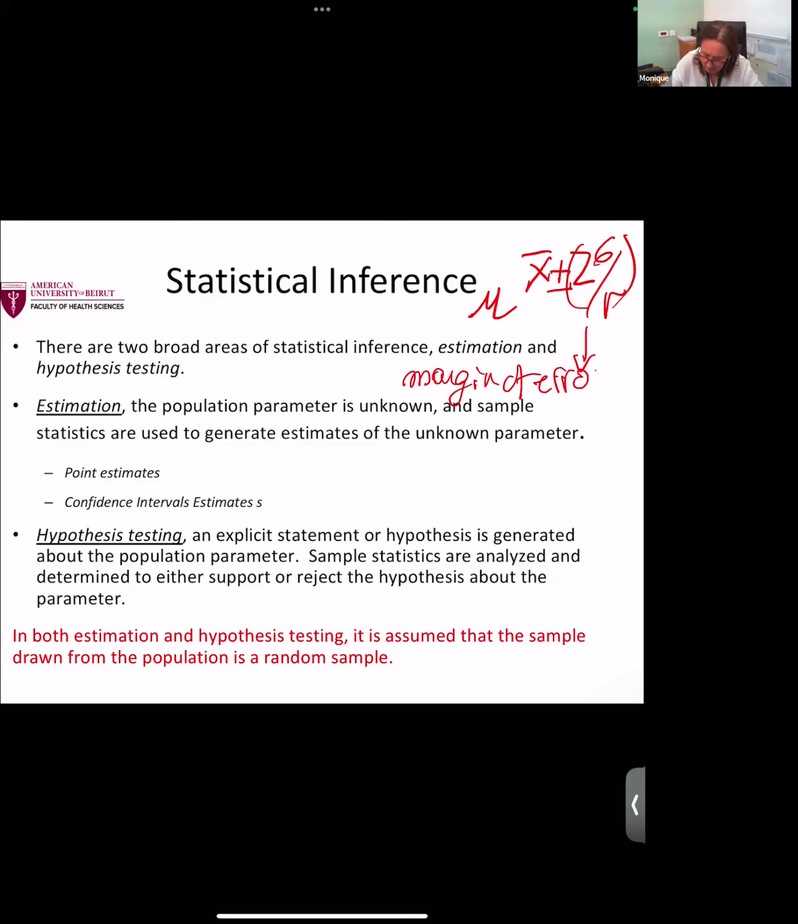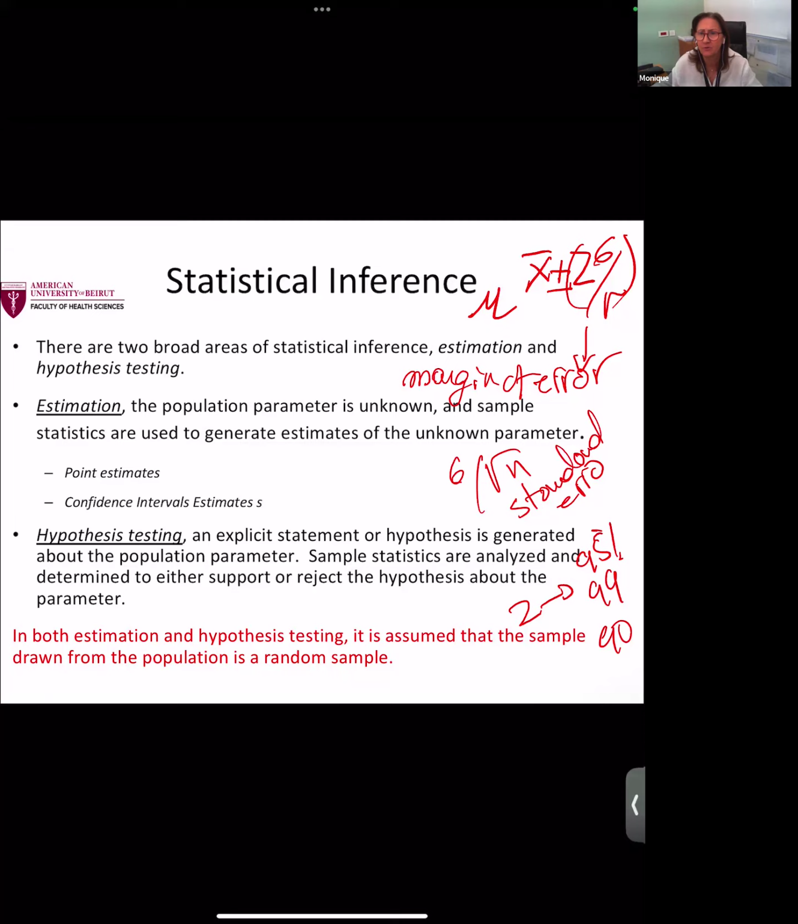Margin of error, right? The sigma over square root of n is the standard error. And the Z is the Z corresponding to 95% or 99% or 90%. Okay? I hope you still remember. Margin of error. So that's in the statistic, in the estimation.